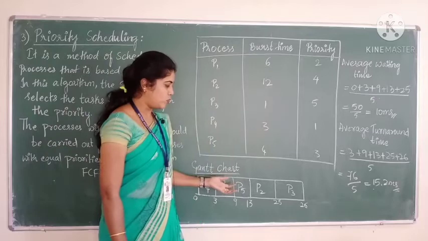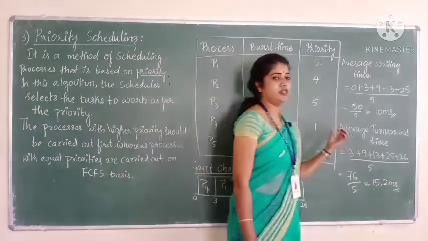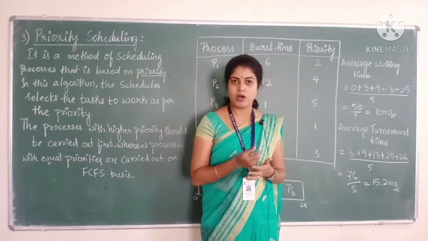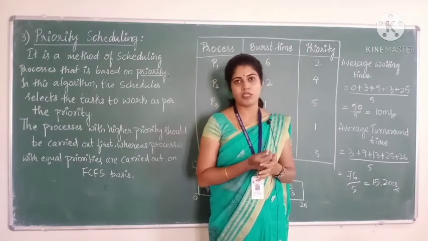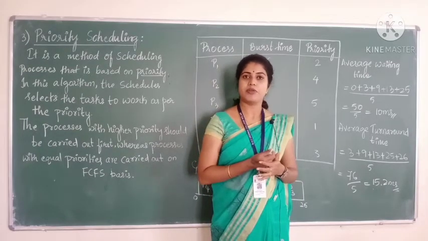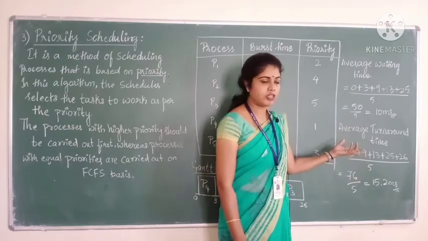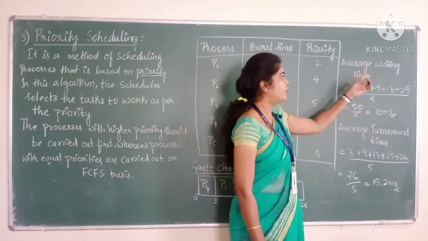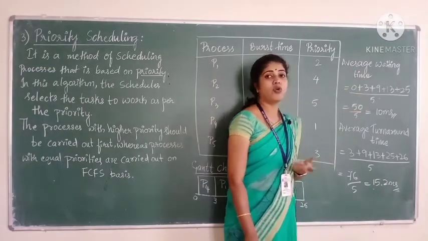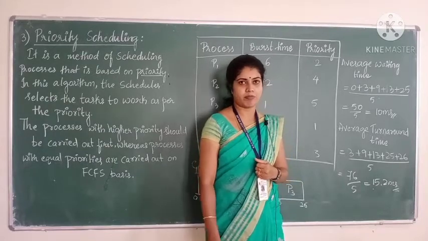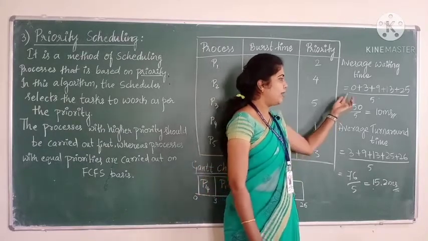Okay, and the next one, you have calculations. As you all know, I have explained the formulas used to calculate waiting time, turnaround time and response time, so I am going directly to the calculation now. Very first, average waiting time. You all know the formula to calculate waiting time: starting time minus arrival time. With the help of that I got this.